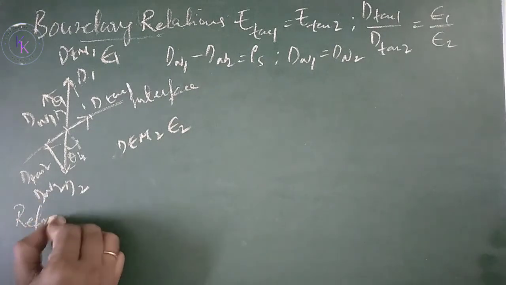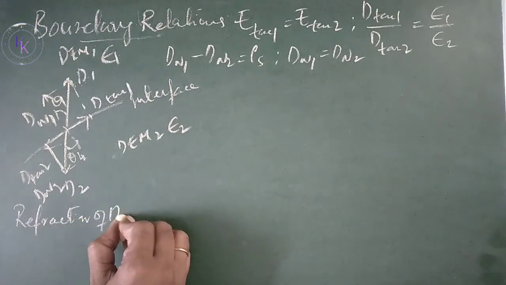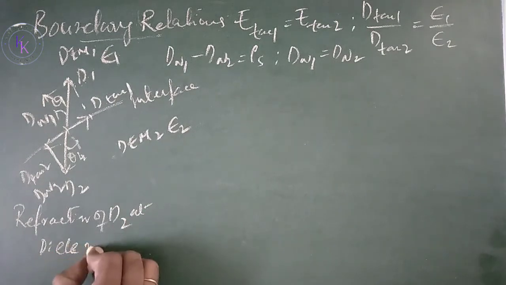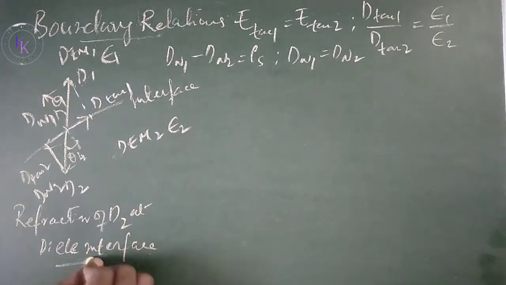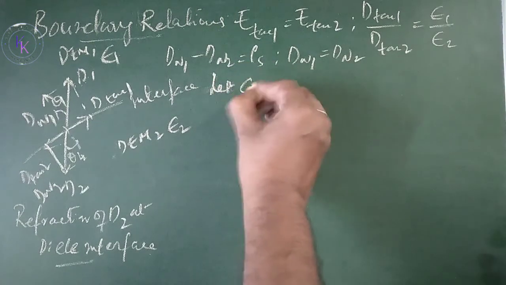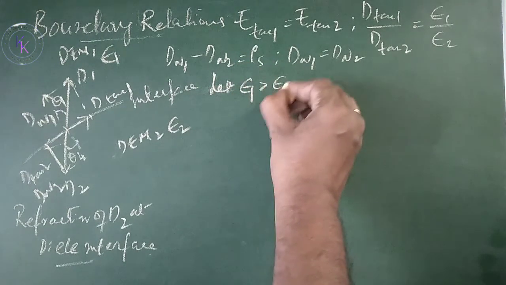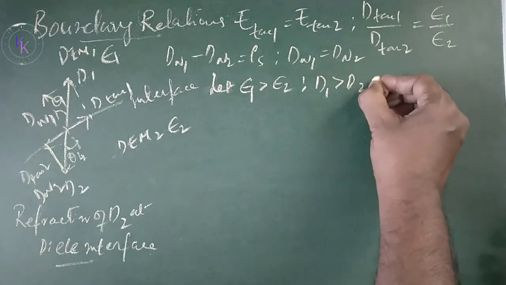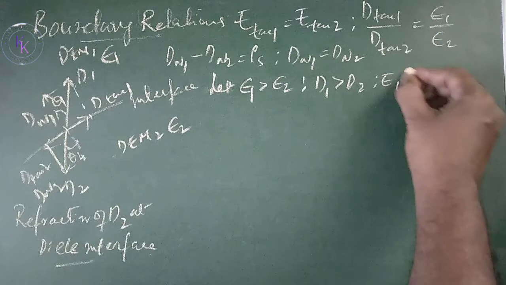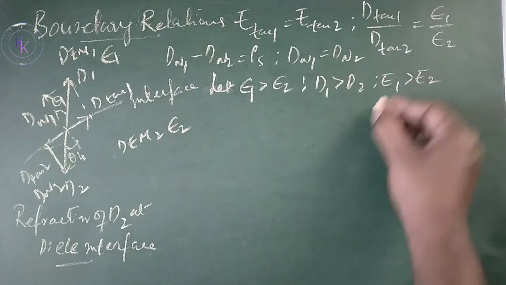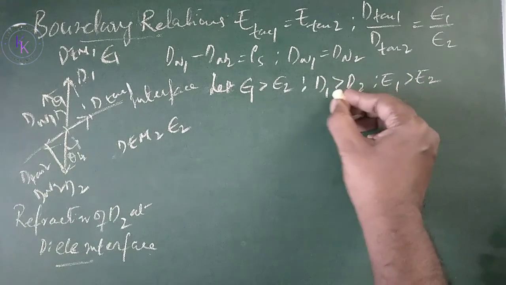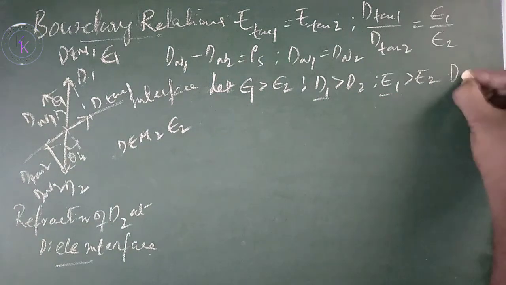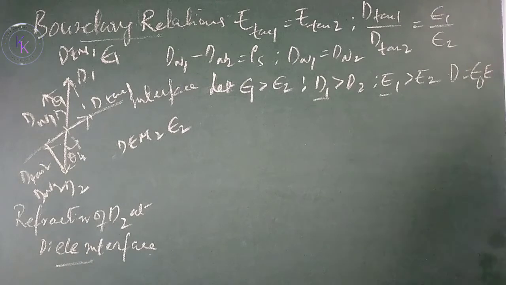Refraction of D at the dielectric interface. Let epsilon 1 be greater than epsilon 2, then D1 is greater than D2 and E1 is greater than E2. The direction of E is similar to the direction of D since D equals epsilon E.